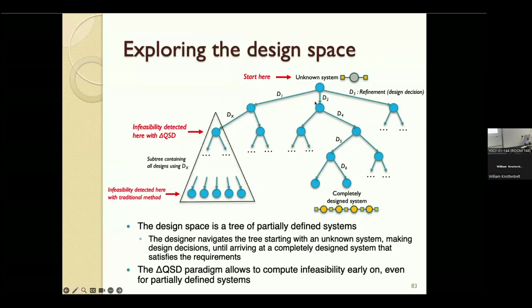Already, halfway through, I can figure out whether the design is feasible or not, okay? So this whole tree is a tree of partially defined systems, starting from an unknown system and going to a fully defined system. So the idea of ΔQSD is that I can really very quickly prune this and determine infeasibility early on. Okay. Can I jump in with an anecdote here?